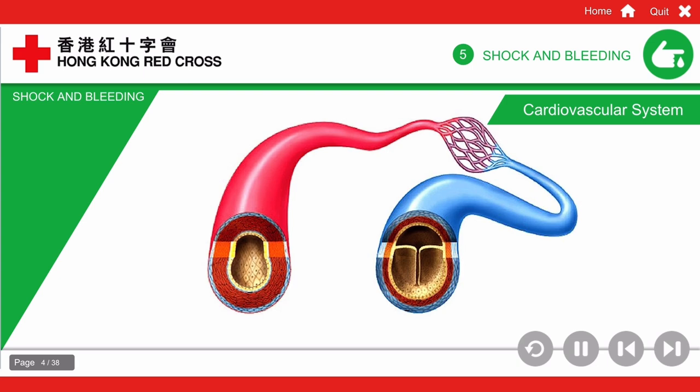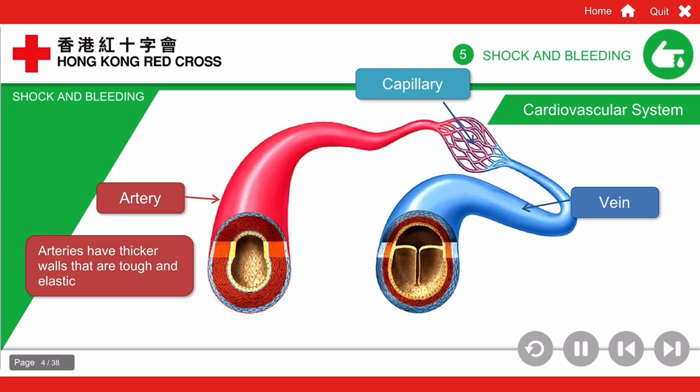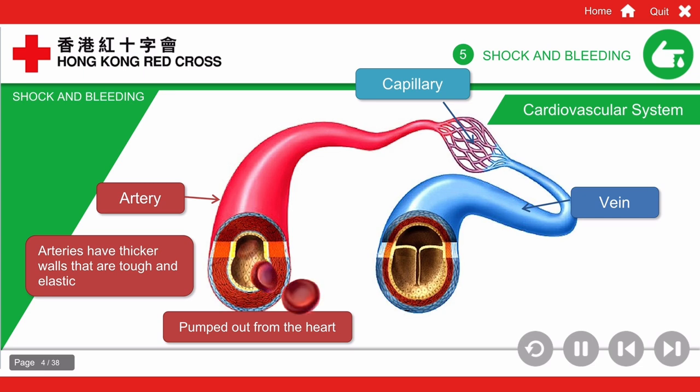Now we'll talk about the passage of blood, which are blood vessels. There are three types of blood vessels, namely artery, vein, and capillary. Arteries have thicker walls that are tough and elastic, as blood is pumped out from the heart to other parts of the body through arteries. Arteries mainly carry oxygenated blood, except pulmonary artery.